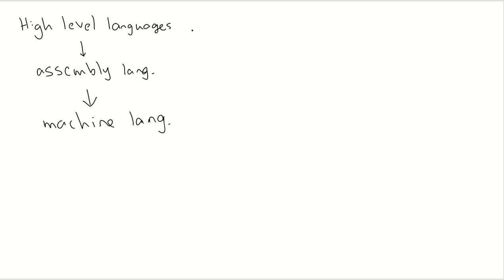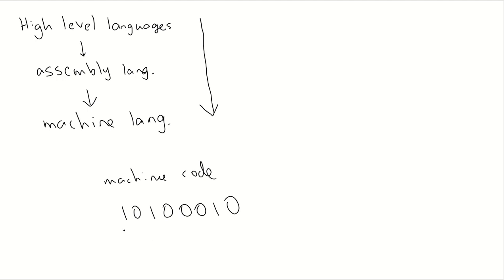So if you look at it, the more bottom you go, the closer the language is to the machine code. Okay, what is machine code? Machine code is made up of a sequence of bits. So what are bits?